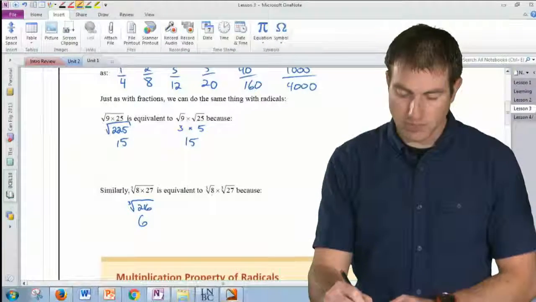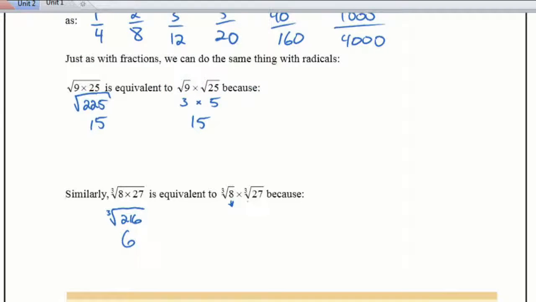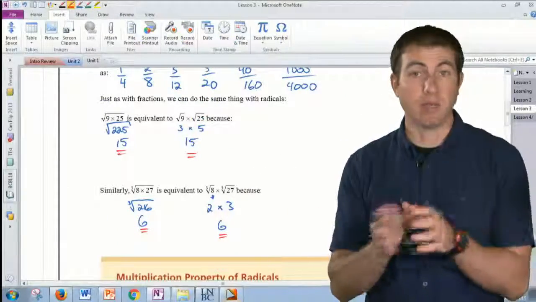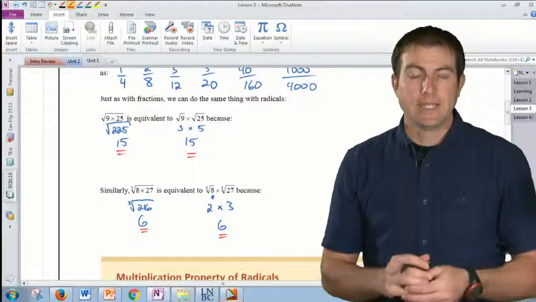Or I can think of it this way. What number multiplied by itself 3 times gives me 8? So if I go 2 times 2 is 4, times 2 is 8. That's going to be 2. And then what number multiplied by itself 3 times gives me 27? I get 3. 2 times 3 is 6. So I end up with the same answer for both of these examples. If I'm multiplying under my radical, I can break them up or I can keep them together.